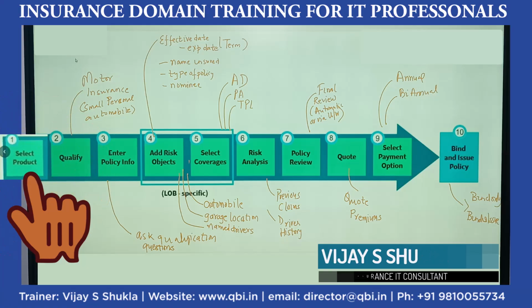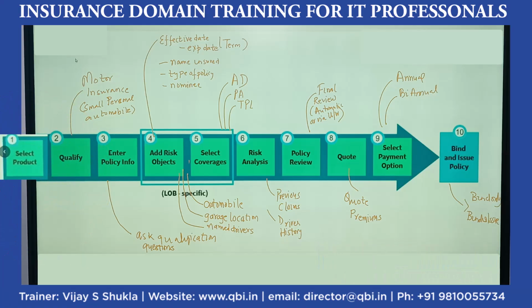So when we issue a policy, we start with selection of the product. Then there are pre-qualification questions. Provide policy info. Add risk objects. Select coverages. Now, addition of risk objects and selection of coverages are basically line of business or policy line specific inputs. Risk analysis, policy review, policy quotation, then we select the payment option, and then finally we bind and issue the policy. So let's understand this one by one.